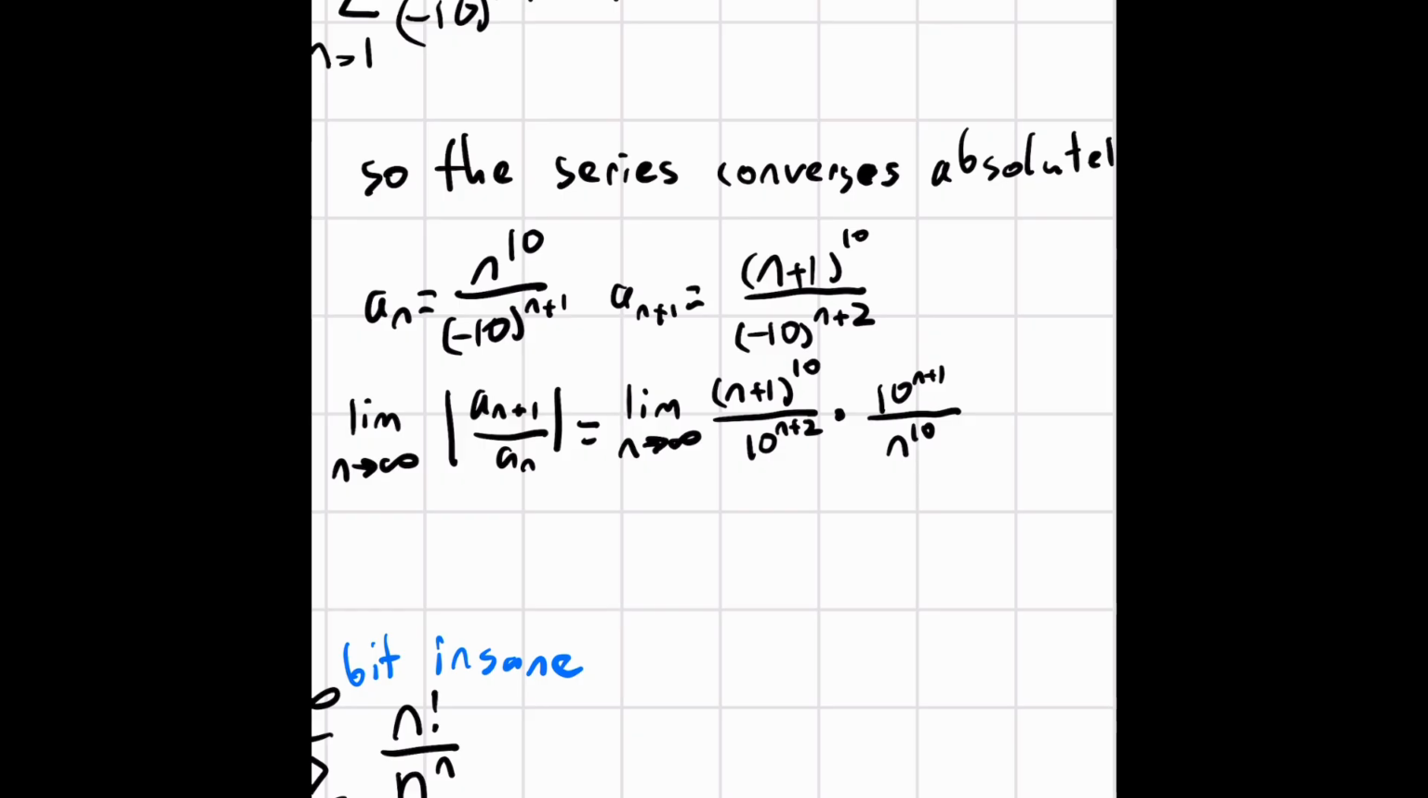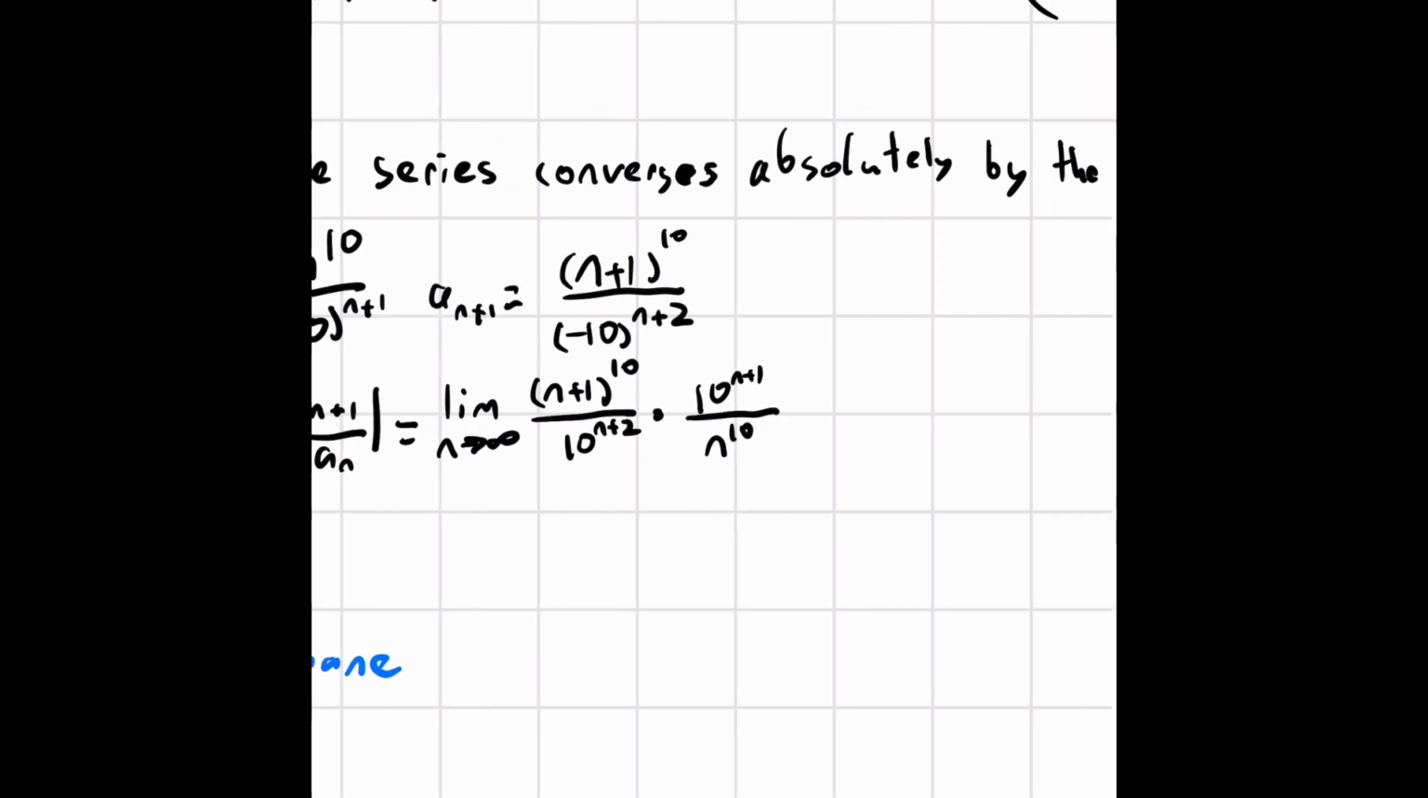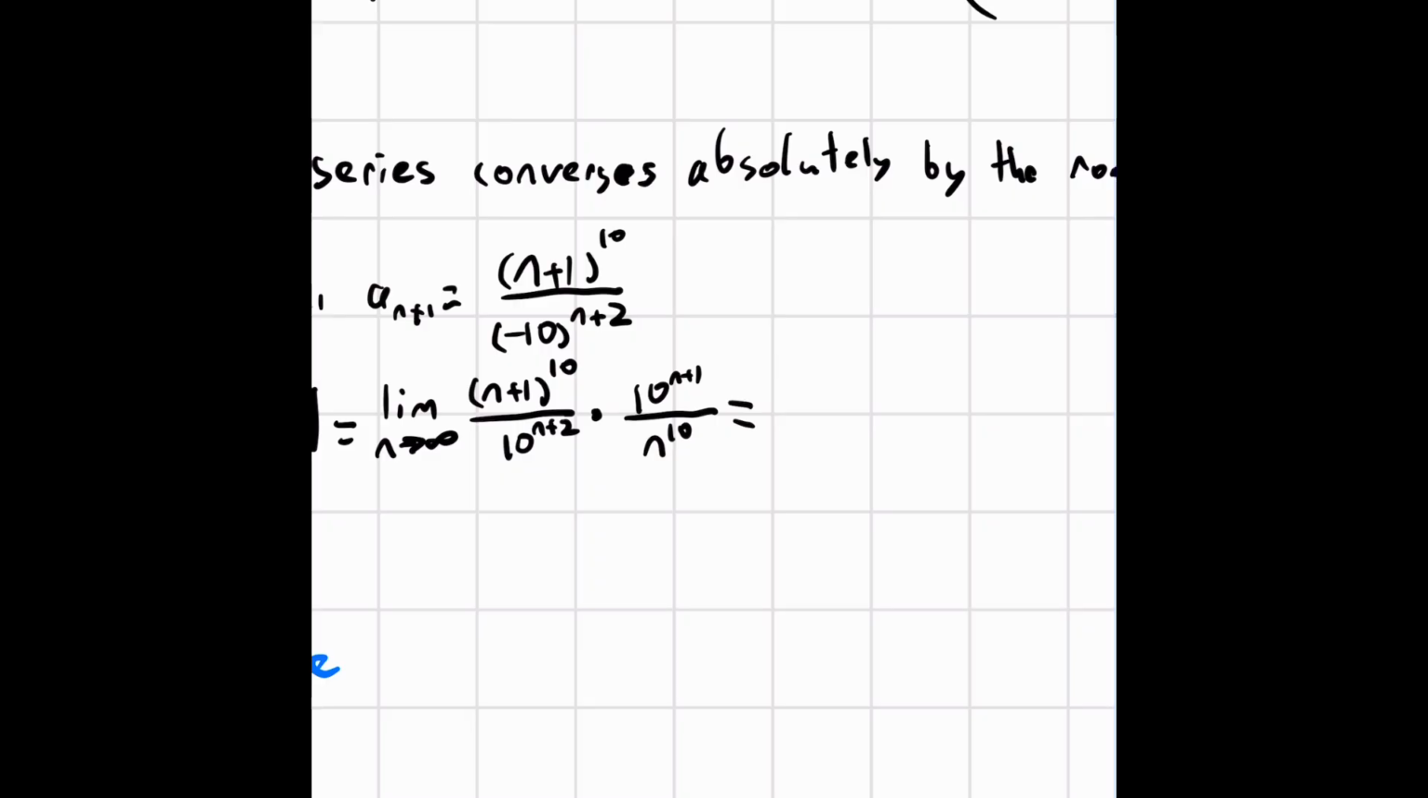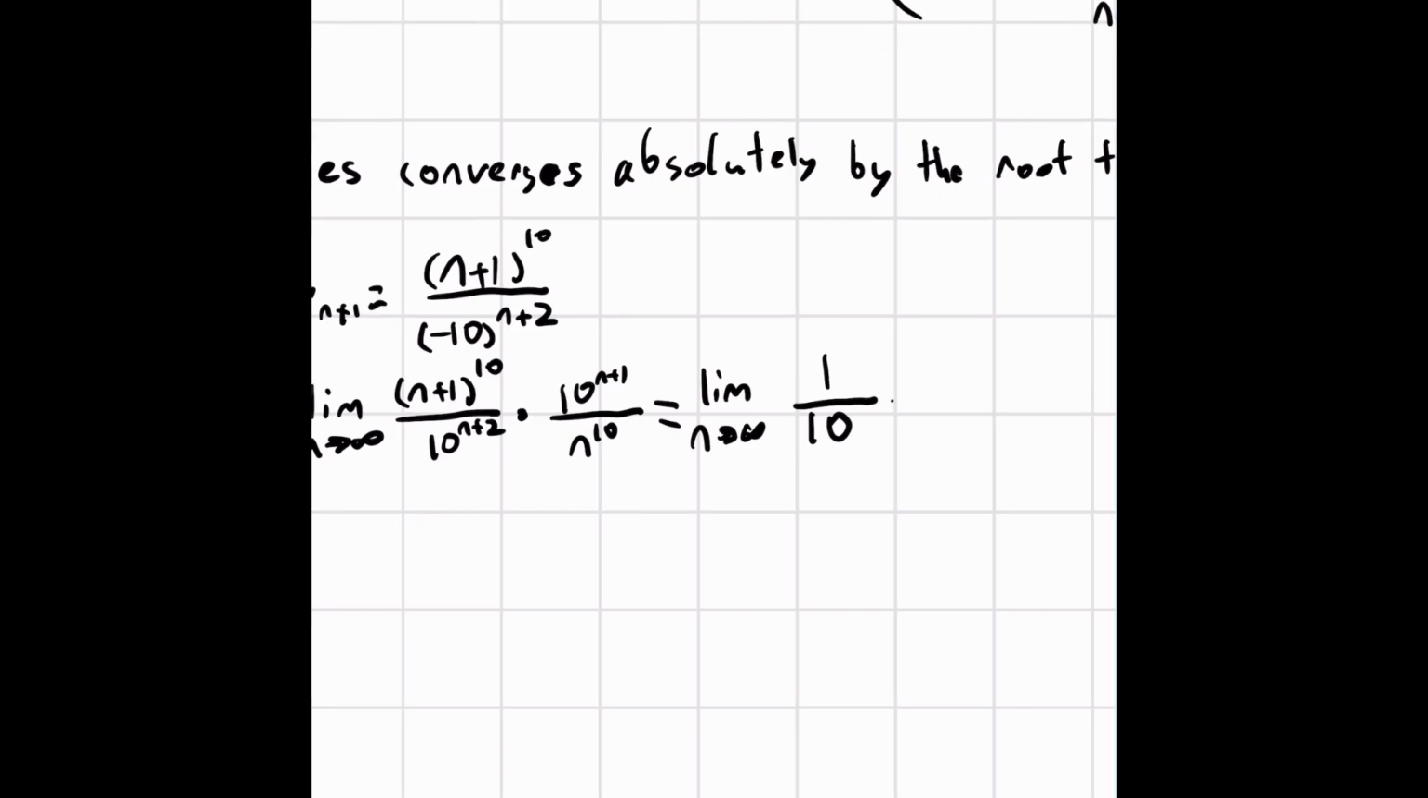So the question is, can we make sense of what this limit is supposed to be? Well, certainly we can look at the tens and notice that 10 to the n plus 2 has one more 10 than 10 to the n plus 1. So we're left with 10 in the denominator over here, and we are left trying to figure out what we can say about n plus 1 to the 10th over n to the 10th. Well, hold on for a second. This exponent isn't some unknown, right? This is just 10.